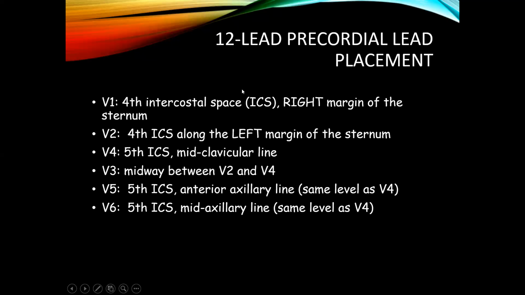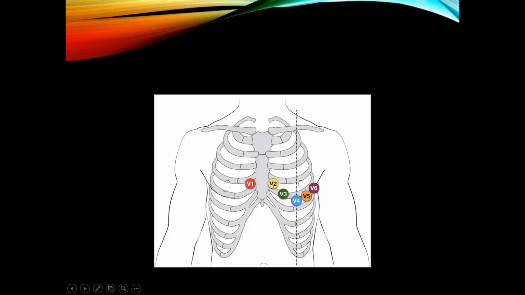So, 12-lead precordial lead placement. V1 is placed in the 4th intercostal space, right margin of the sternum. V2 is placed in the 4th intercostal space along the left margin of the sternum. V4 is placed in the 5th intercostal space, mid-clavicular line. V3 is midway between V2 and V4, and V5 is in the 5th intercostal space, anterior axillary line, at the same level as V4. And V6 is at the 5th intercostal space, mid-axillary line, at the same level as V4. So V1, V2, V3, V4, V5, V6.